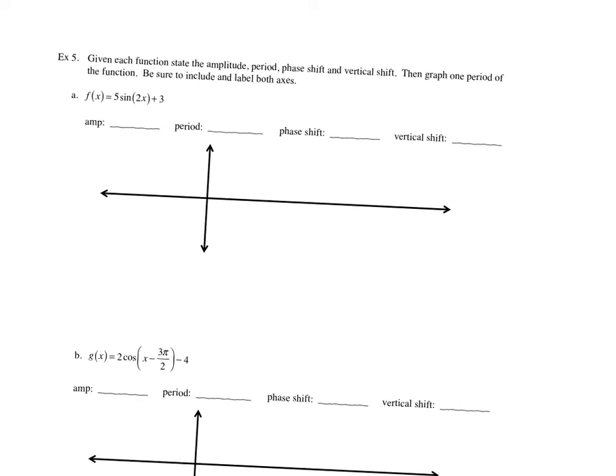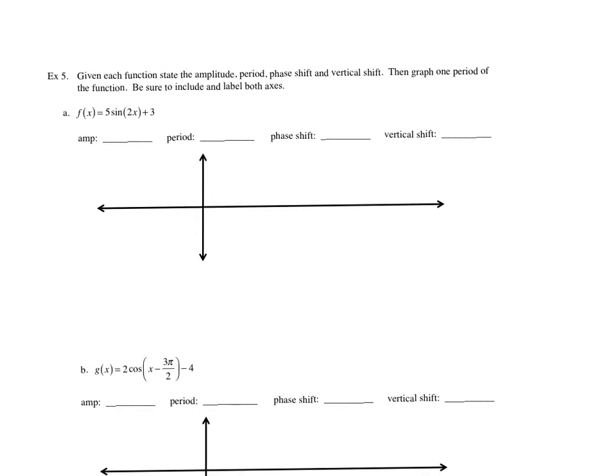So here we're going to graph. And notice the directions. State the amplitude, the period, phase shift, and vertical shift. Then graph one period of the function. Be sure to label and include both axes. So what am I looking for? Well, let's first identify these key characteristics.